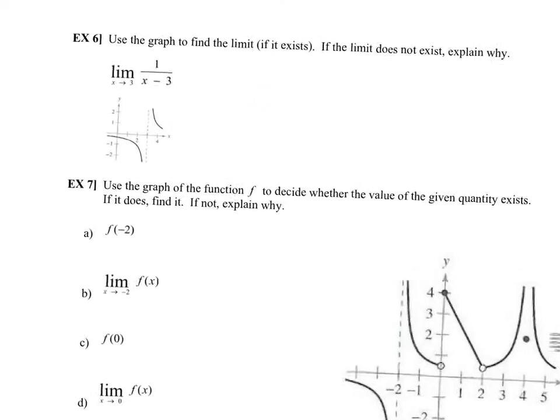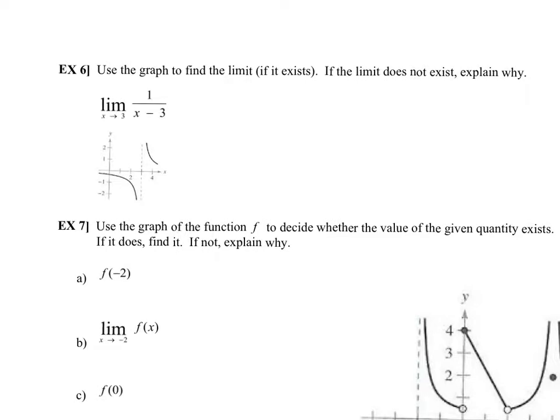Lastly, I'm going to zoom in just a little bit here. All right? Use the graph to find the limit. If the limit doesn't exist, explain why. So the biggest thing you want to remember right now is, does the right-hand limit equal the left-hand limit? If it does, a limit exists. If it doesn't, so if the right-hand limit does not equal the left-hand limit, then the limit of your function does not exist.